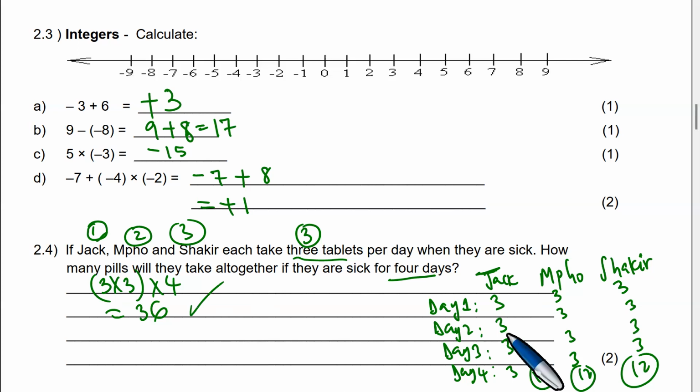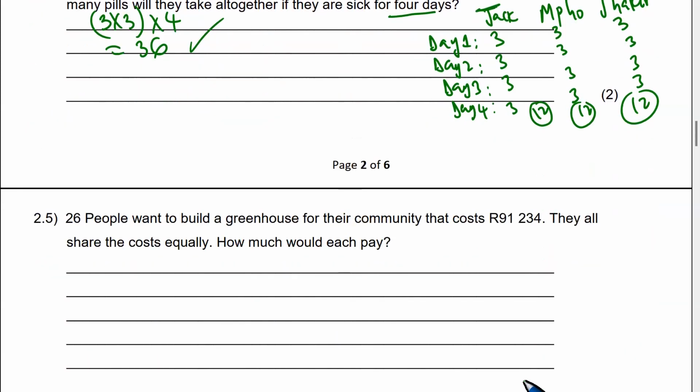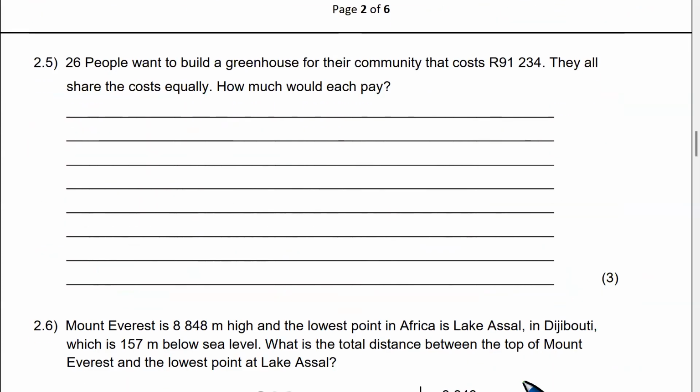So there are 4 days. And day one, they take 3. Jack takes 3. Day two, Jack takes 3 and so on. Do you see that? Yes, sir. Okay, let's look at 2.5.